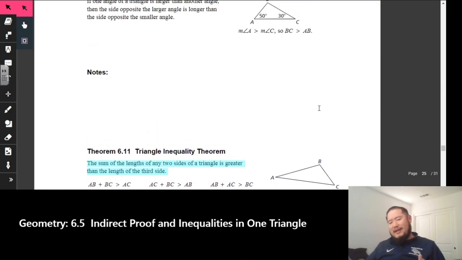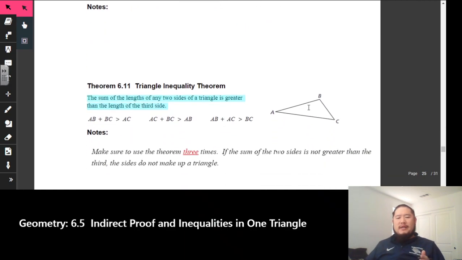The key to this problem and the triangle inequality theorem is you really do need to implement this 3 times. Check it 3 times, because look, we have 3 different sides. So take AB plus BC. Is that greater than AC? Is AC plus BC right here greater than AB? And also check, is AB plus AC greater than BC? So make sure you use the theorem 3 times. That's the big thing that I put right here.